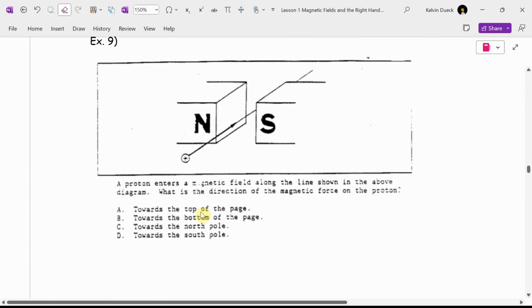We're going to practice a bunch of these now for the remainder of class. Again, if you feel better holding your paper vertically so you match my screen, fine. Or if you feel comfortable just keeping your paper down. A proton enters a magnetic field along the line shown in the above diagram. What's the direction of the magnetic force? First thing I need to figure out is what's the direction of the magnetic field. Magnetic field lines point from what to what?